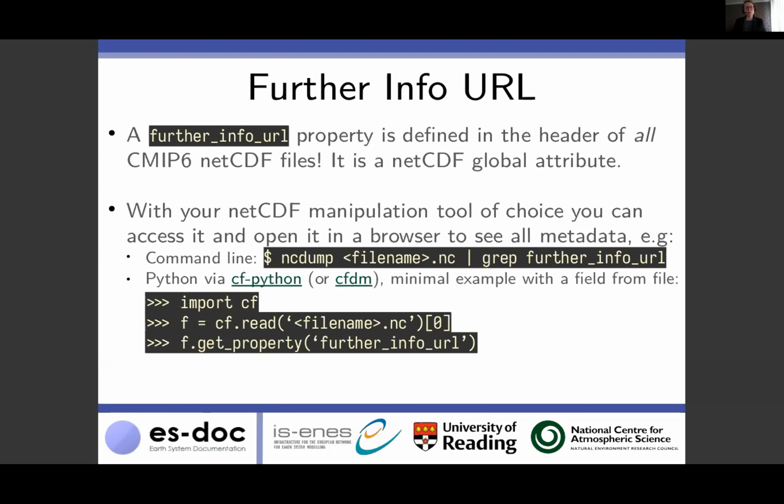So assuming you have a genuine CMIP6 dataset, you might choose to go on the command line or via Python to inspect that property, and it'll give you a URL, which I'll discuss in a second. But just to quickly show you some of the ways you might grab that property: if you are familiar with the popular command line tool ncdump, you could do an ncdump on the netCDF file and then go and find it, or you could pipe it to grep to get that information out straight away.